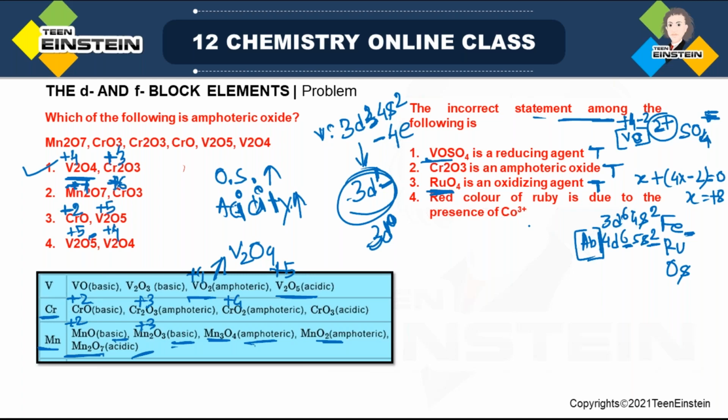Now, all the 3 statements, that is 1, 2, 3, are correct, so the last one must be incorrect.